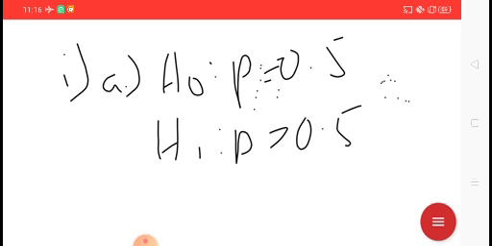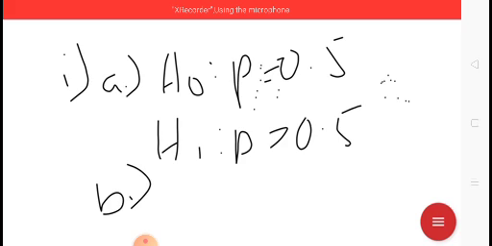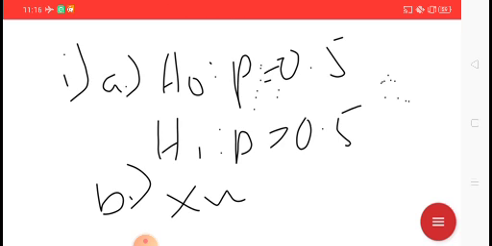So this is A. So for B, find the critical region. So you state the parameter first.